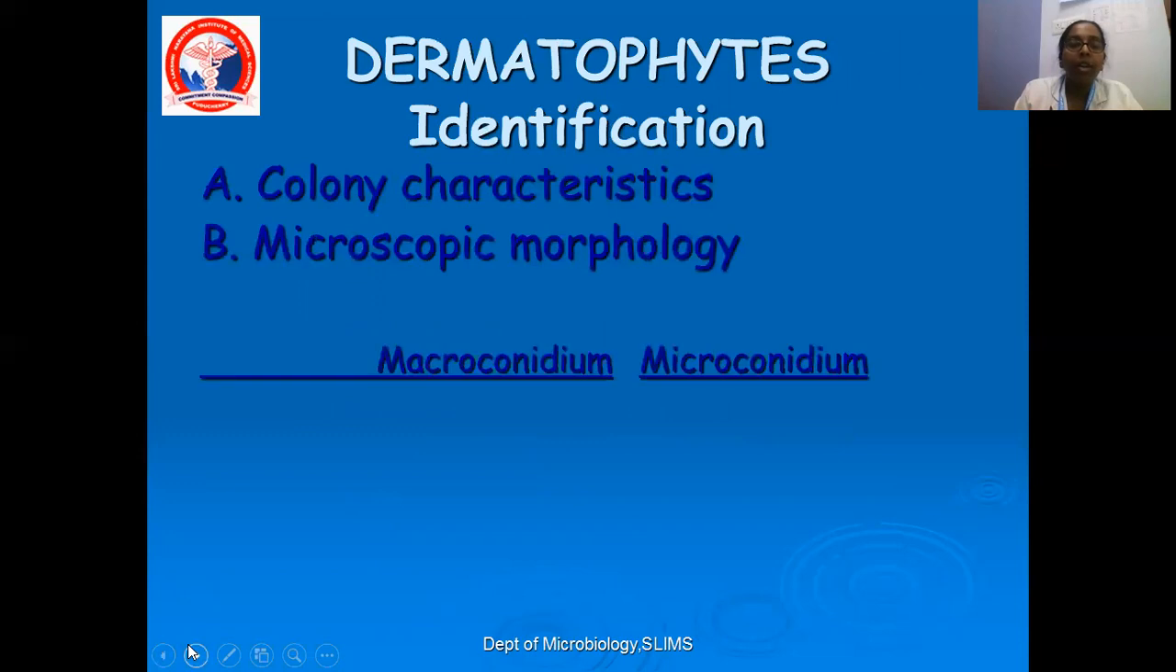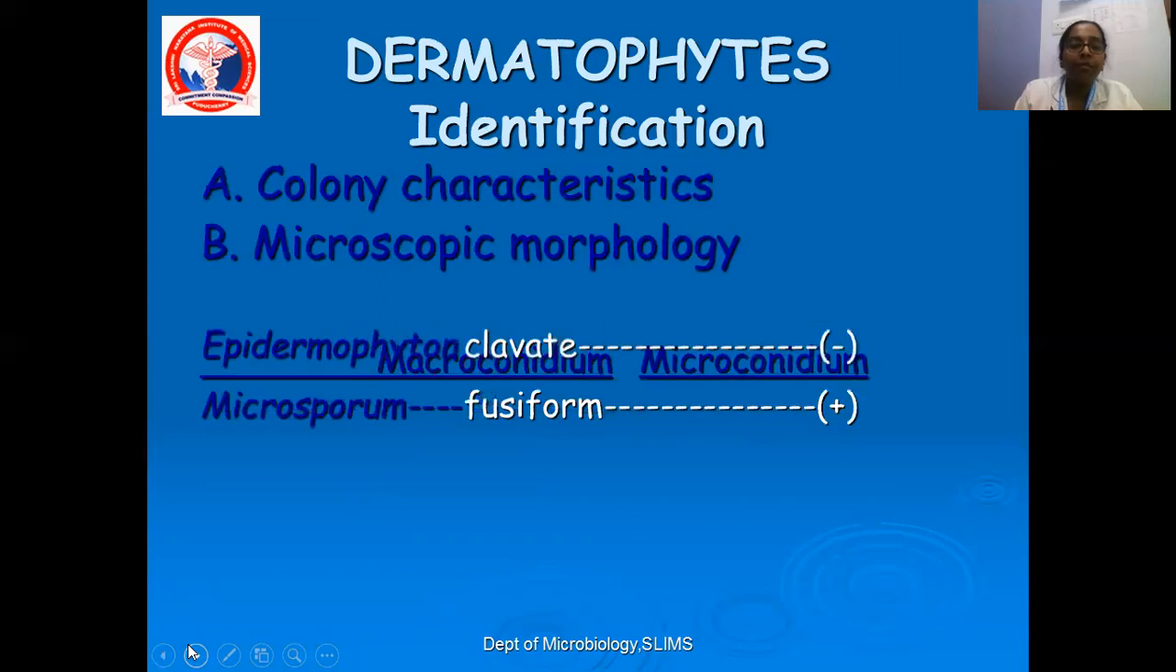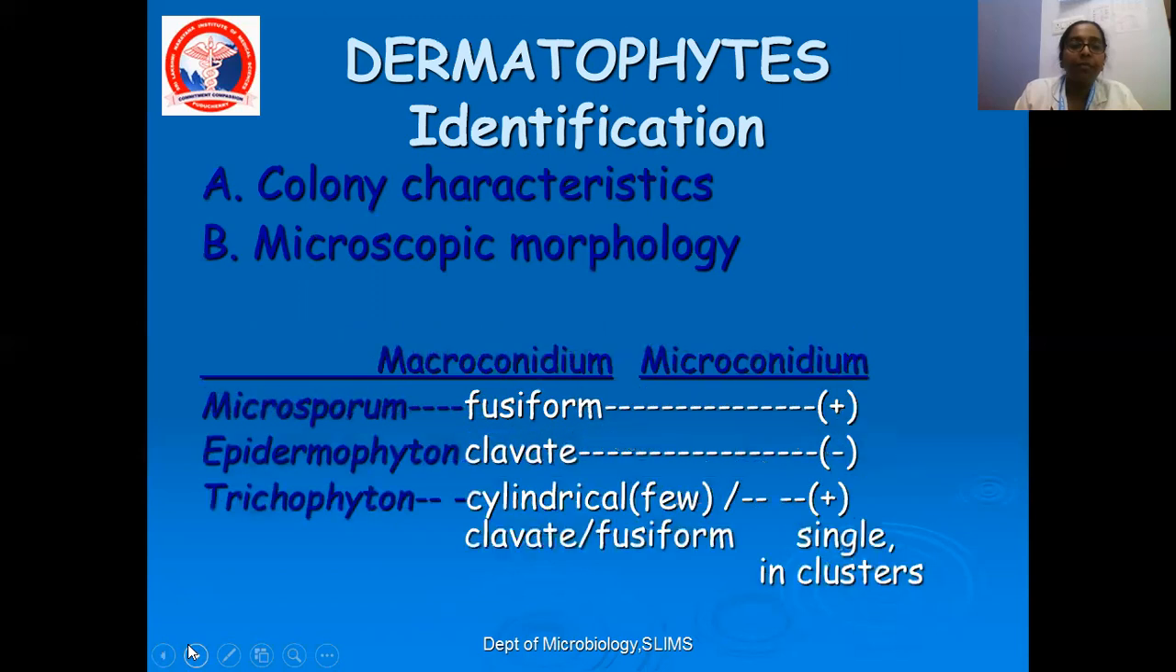So coming to the colony characteristics. In dermatophytes, you have fruiting bodies which are macroconidia and microconidia. In Microsporum, the macroconidia are usually fusiform. In Epidermophyton, they are clavate. In Trichophyton, they are cylindrical and seen in single clusters.